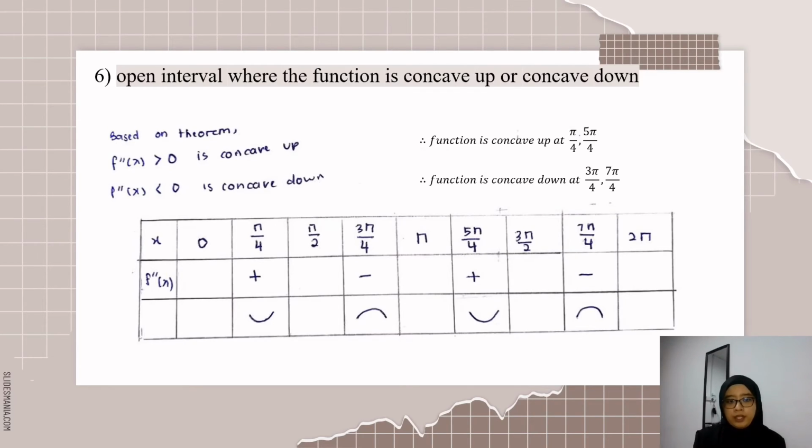Then, when x is equal to 3 pi over 4 and 7 pi over 4, the second derivative is negative, which is less than 0. Thus, the function is concave down. So the conclusion is the function is concave up at pi over 4 and 5 pi over 4, and the function is concave down at 3 pi over 4 and 7 pi over 4.